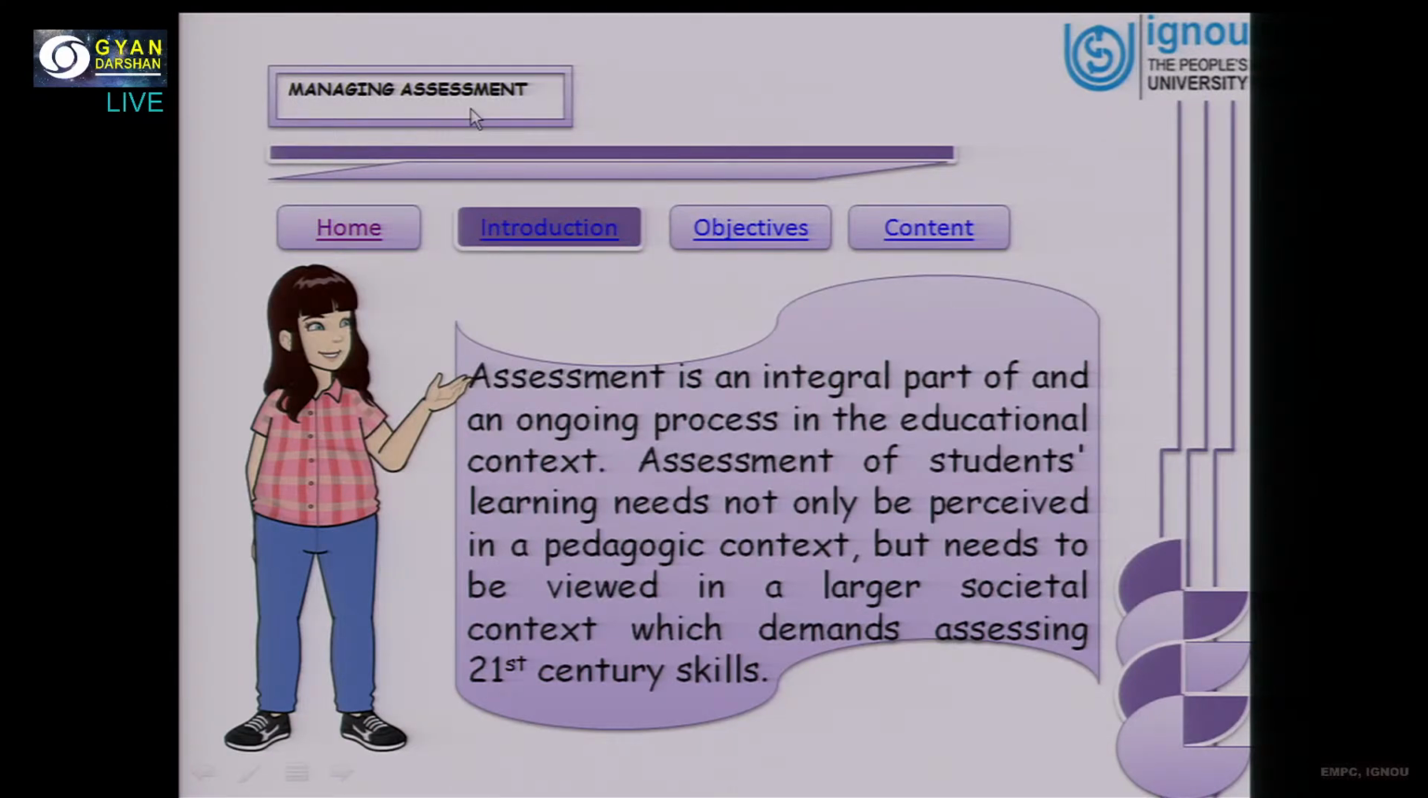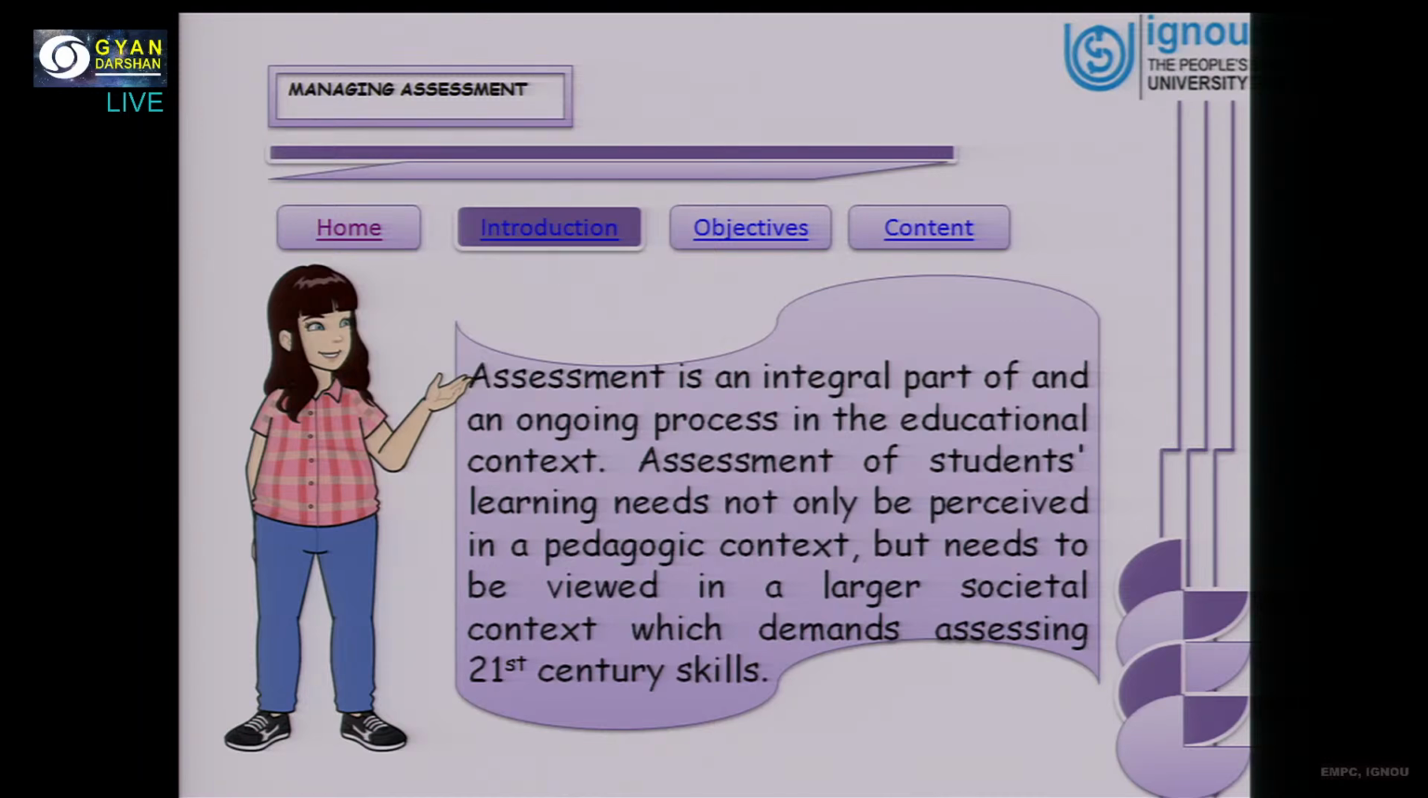Assessment is an integral part of the teaching learning process. And how, in actual practice, we are doing the assessment practices. In this session, we are going to discuss managing assessment. When we think of assessment, we can see that it is an integral part of the teaching learning process and it is an ongoing process in the educational context.